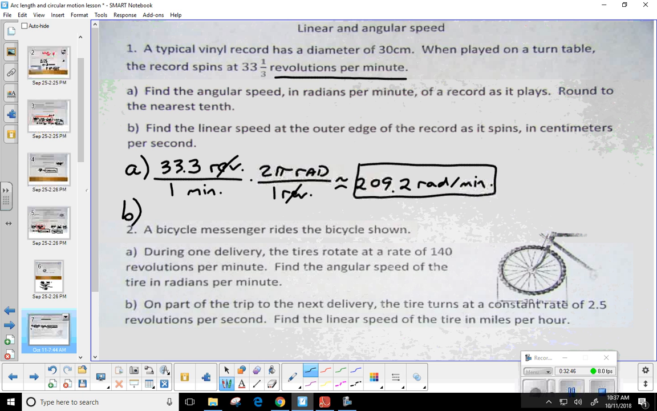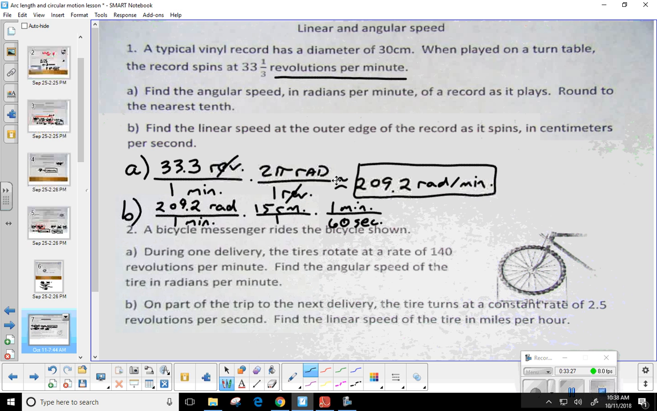So for B here, I'm going to take the previous answer. So we have 209.2. That's my omega. Radians in 1 minute. Now I'm going to multiply this by, and here's what I like to do, because more than likely you're going to have additional ratios with the dimensional analysis, the radius, I just always go ahead and put it over 1. So what is the radius here? 15 centimeters. 15 centimeters over 1. Now we have to add on another ratio. And again, just like before, we want to convert minutes to seconds. So I'm going to say 1 minute is equivalent to 60 seconds.